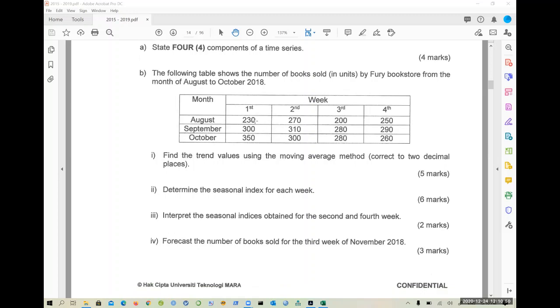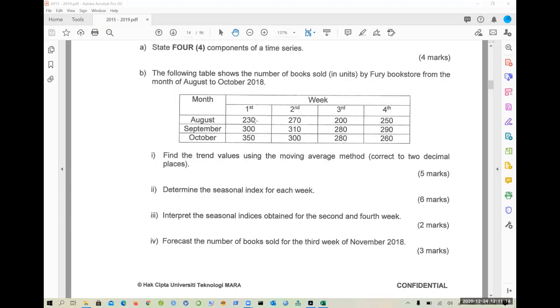So the following table shows the number of books sold in units by Fury Bookstore from the month of August to October 2018. So you have the week 1, 2, 3, and 4, and then you have the month. So in this case, you know that the higher time period will be the month, and the lower time period will be the week, because you have 4 weeks in a month.